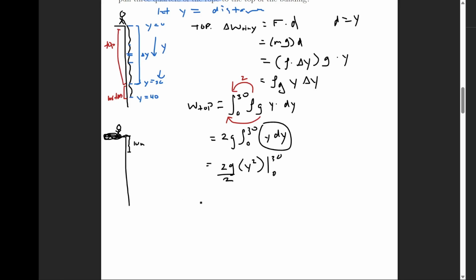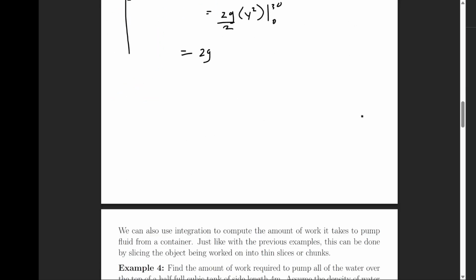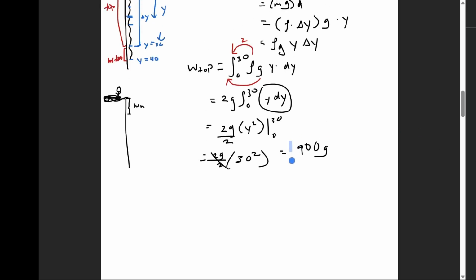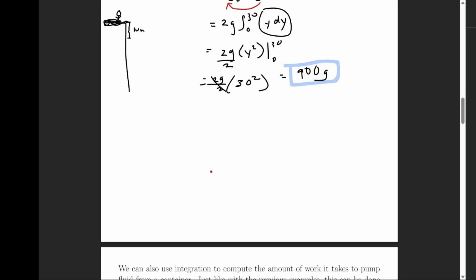Okay, so we do that. I shouldn't use so much space, because I have to do the bottom too. 2g over 2 is just g, and then y squared is just 30 squared. 30 times 30 is going to equal 900g. So this is the work for the top part, remember? This is only half of the problem. Now we've got to do the bottom.